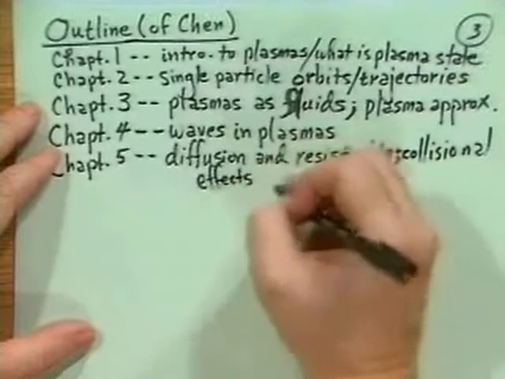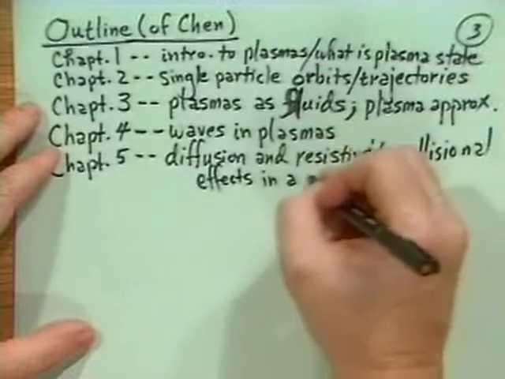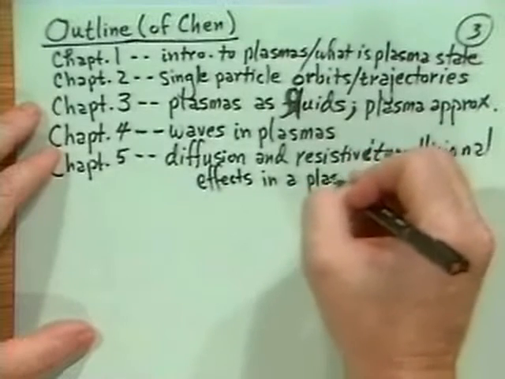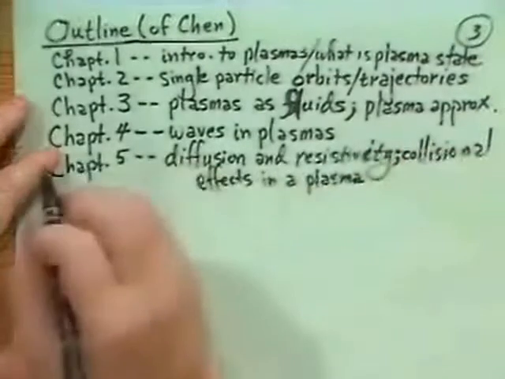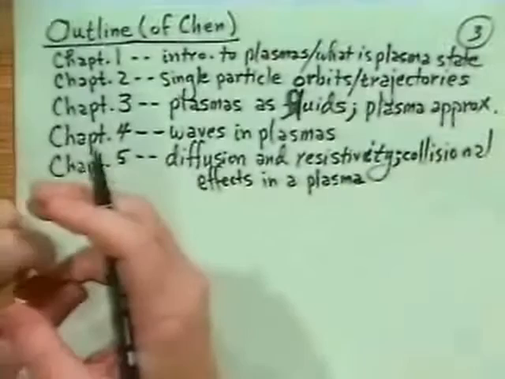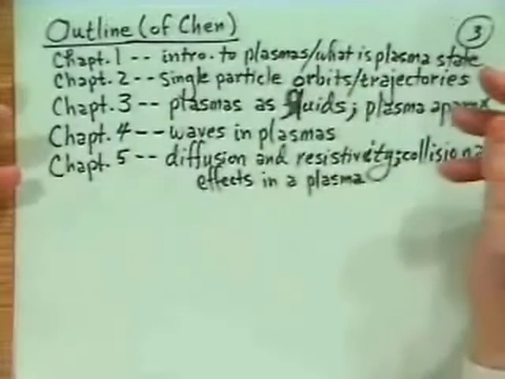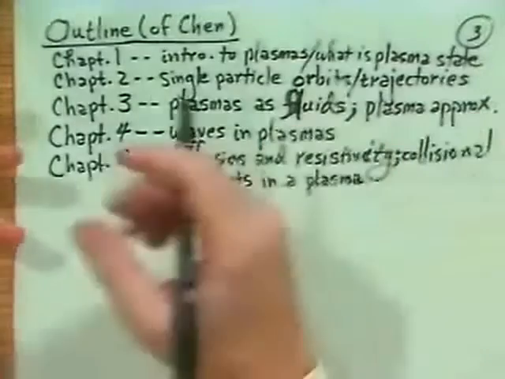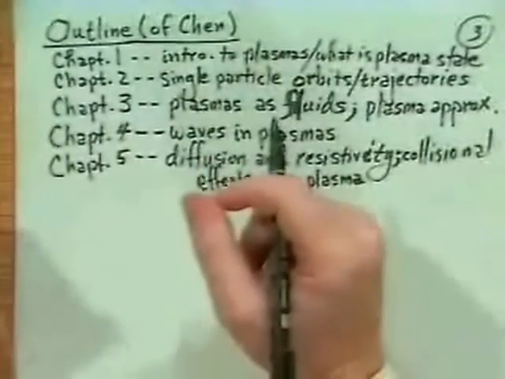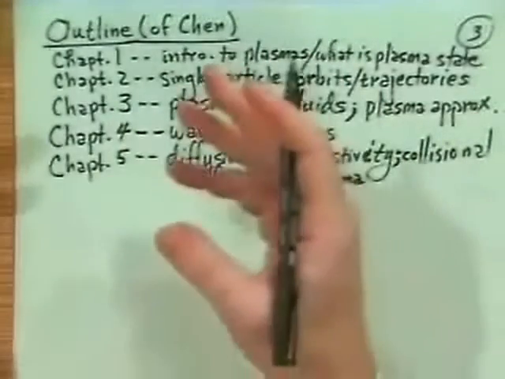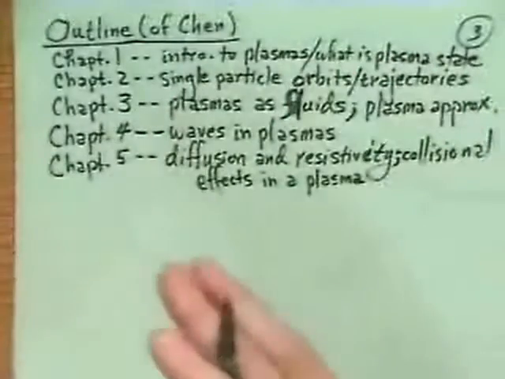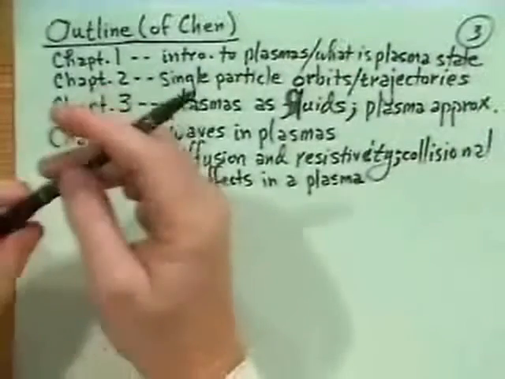And what we'll be interested in is how a plasma moves across magnetic fields. Also, if you apply an electric field to a plasma, what is its electrical resistivity? How does it diffuse across field lines? If you put in some plasma, how fast does it just kind of decay out because of collisional effects?